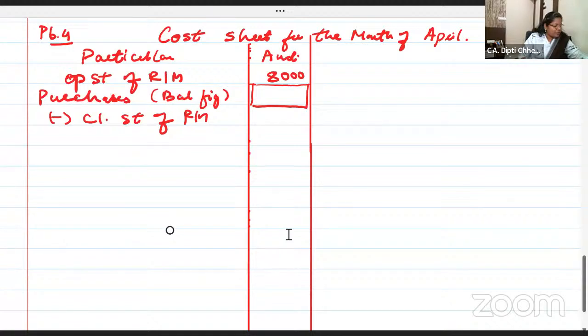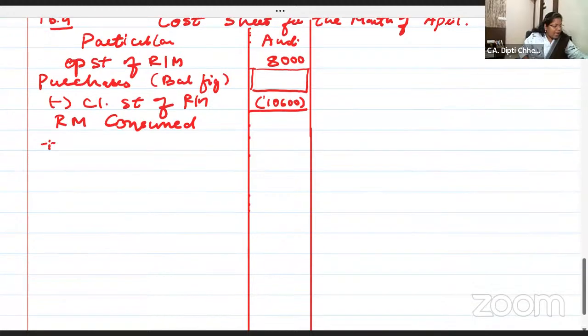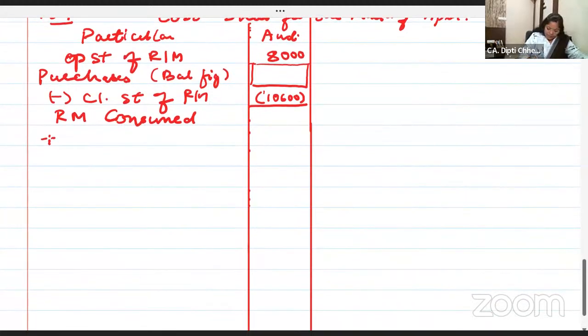Closing stock of the raw material. Where did the closing stock of the raw material go? 10,600. Are you all doing it with me in the notebook? So this will give you raw material consumed. Add to it direct labor.